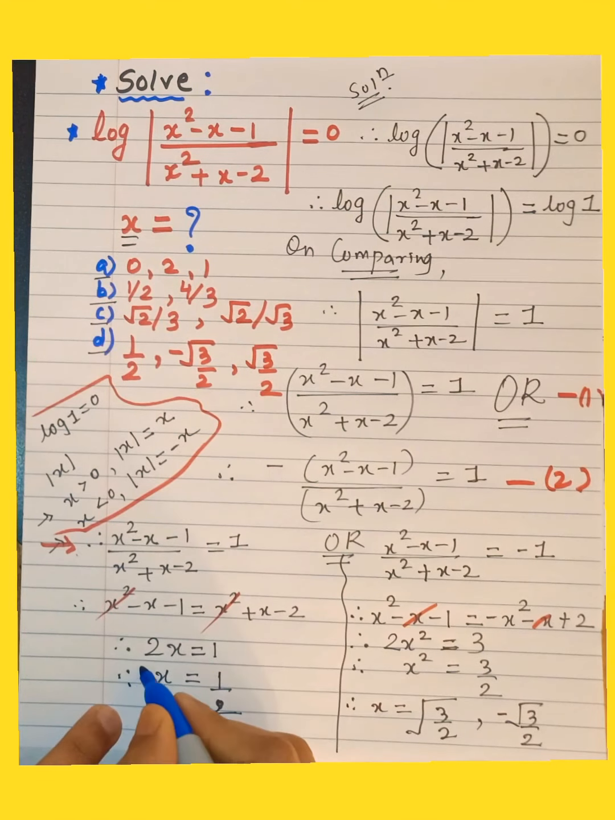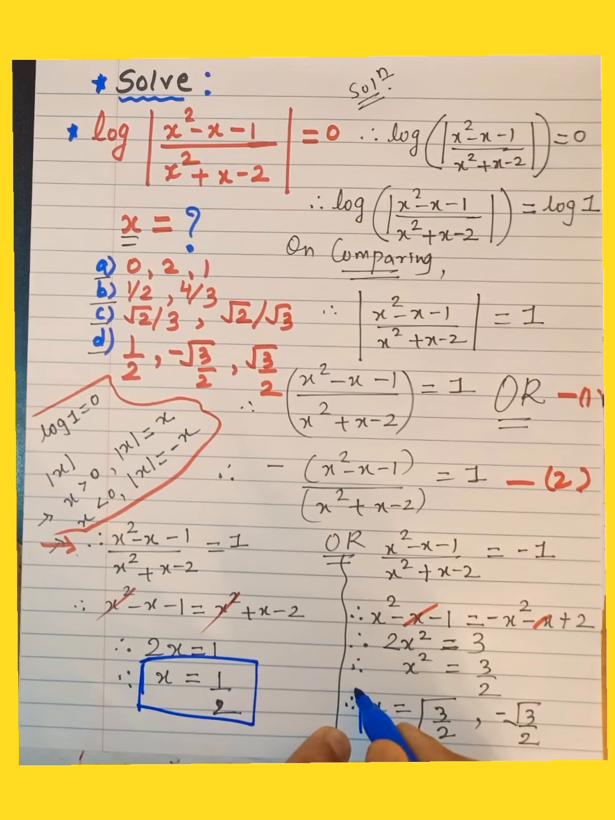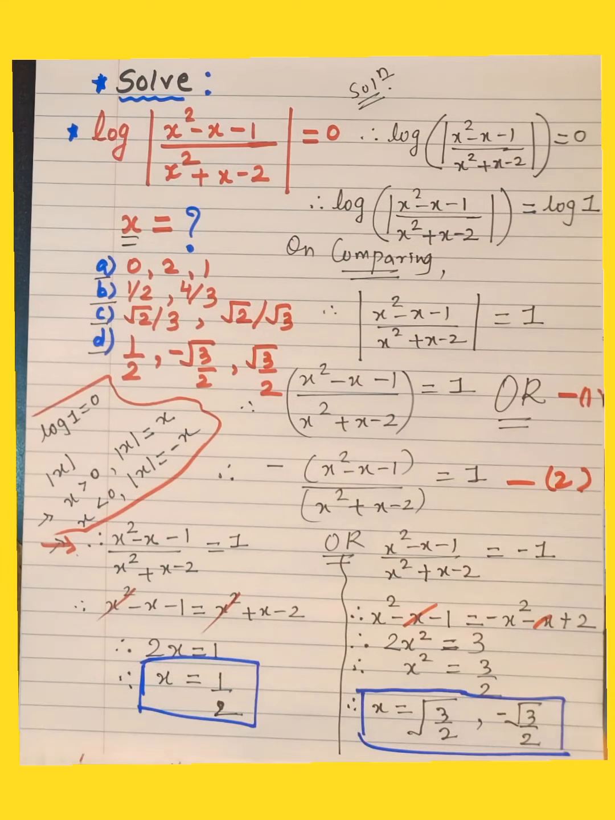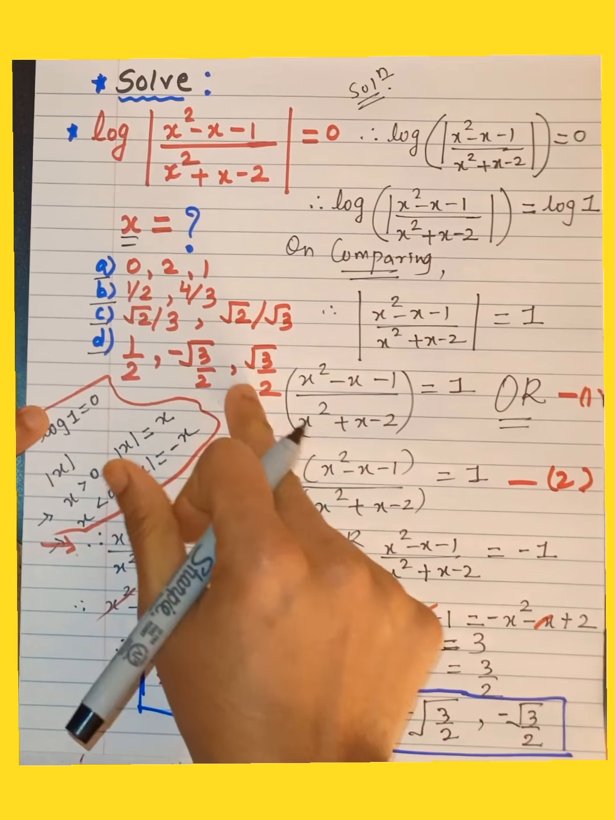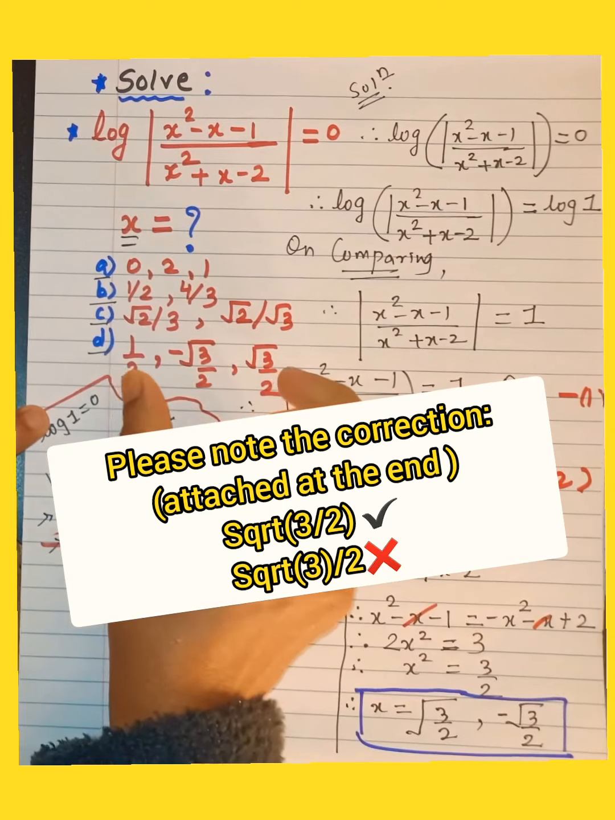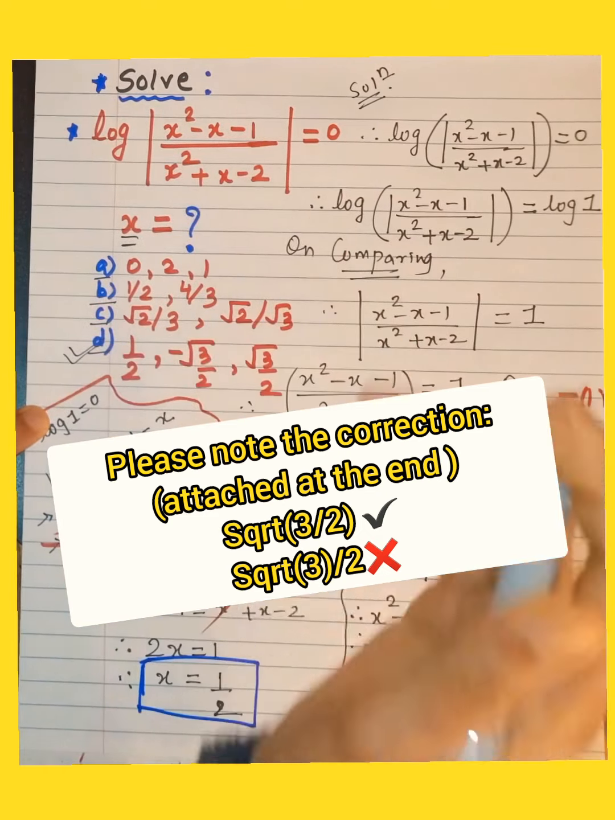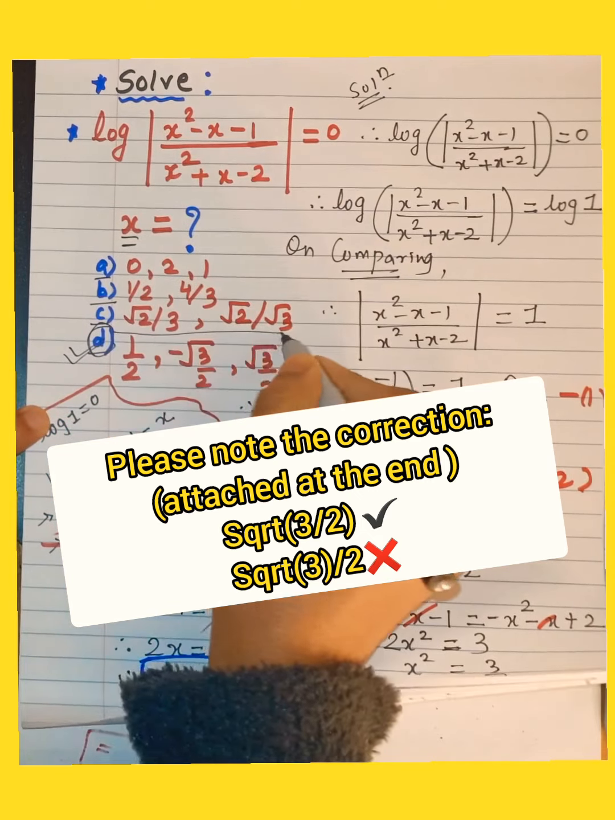So x is equal to 1 by 2, this is one value for x, and x is equal to root 3 by 2 and minus root 3 by 2. So in total there are three values of x. If you check the options, option D: 1 upon 2, minus root 3 upon 2 and root 3 upon 2. So option D shows the correct answer for this type of question. So this question we will solve like this, and this will be our final answer.